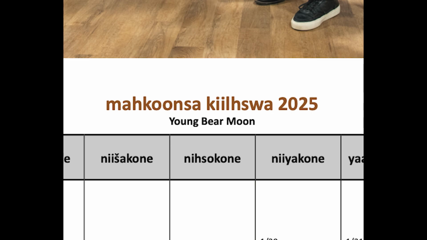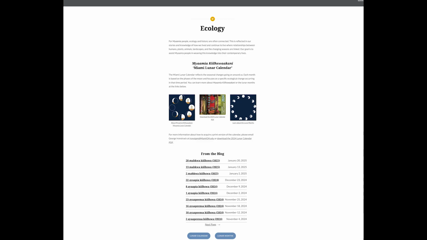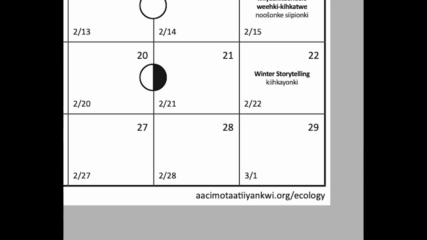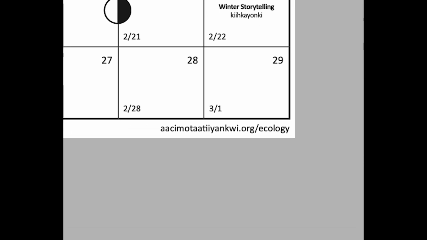Each month's name corresponds to an ecological change that occurs during that time of the year. More information about each lunar month and our calendar system can be found on the ecology page of Achimo Ta Tiangwe, a Myaamia community blog. The URL to the ecology page is located at the bottom of the page.